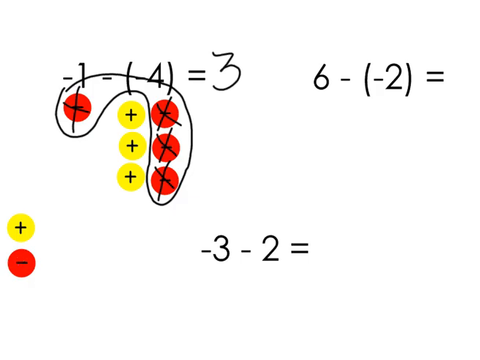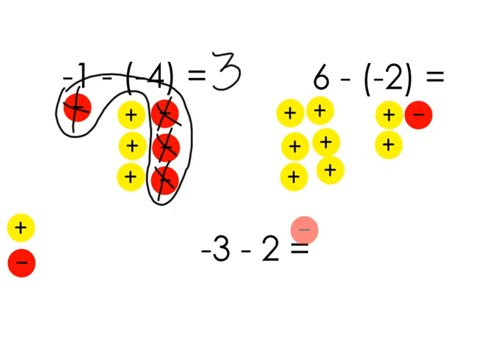Okay, next, starting with 6. And then we're going to take away negative 2. So I need to add in my 0 pairs. And now I can take away these 2. And when I count them up, I'm left with positive 8.